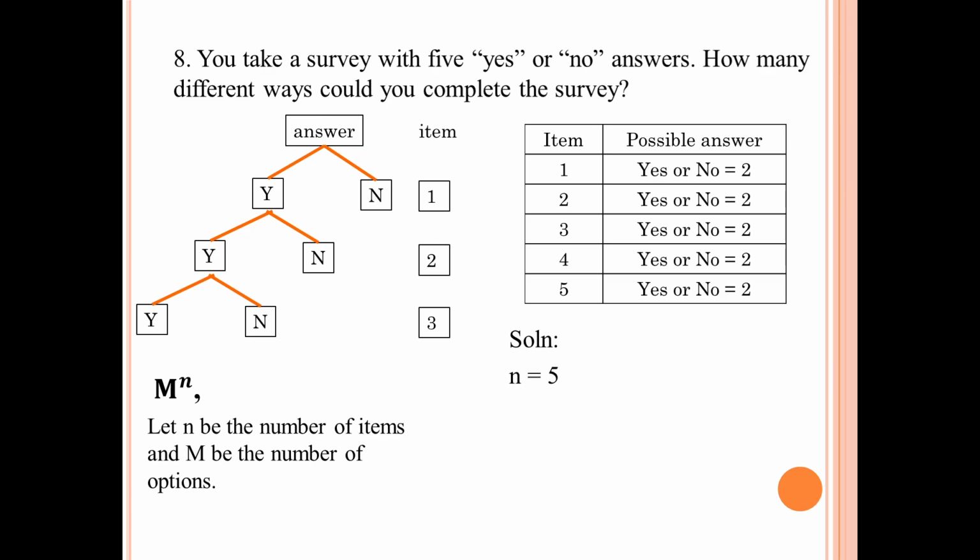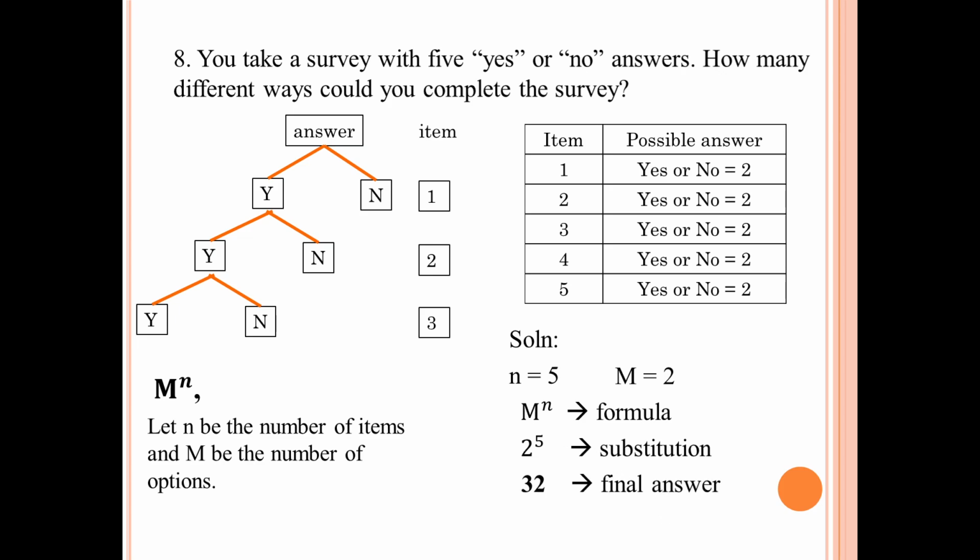So in our problem, 5 is the number of items, yes or no is the number of options. So let us identify that 5 is the number of items, that capital M is the number of options. We're going to use the formula to solve the number of different ways. So 2 to the power of 5 gives a product of 32.